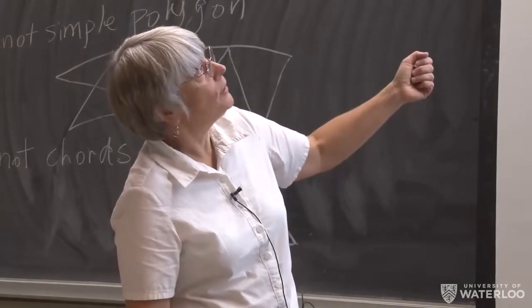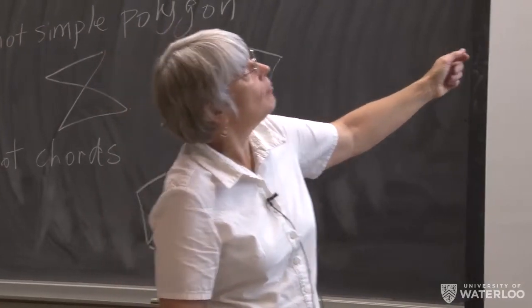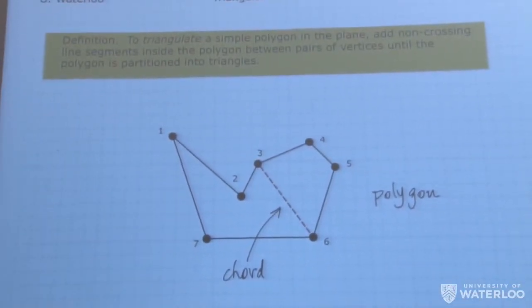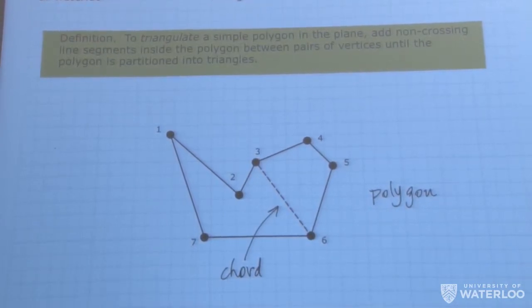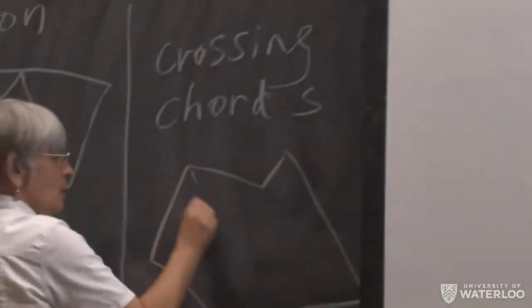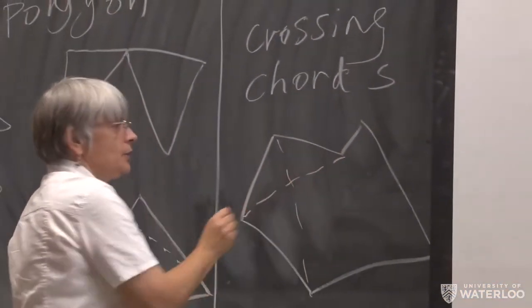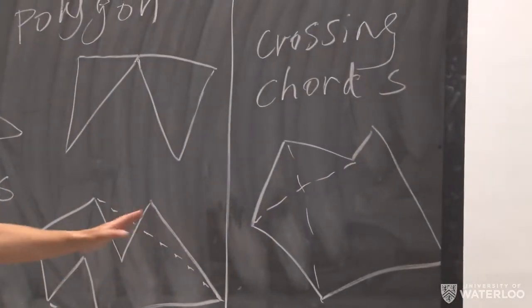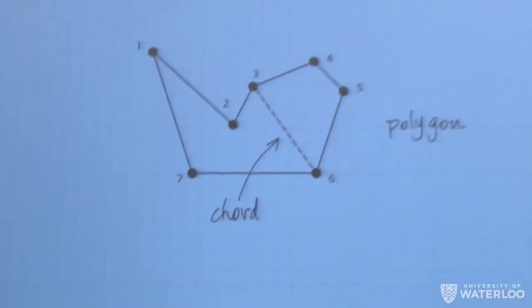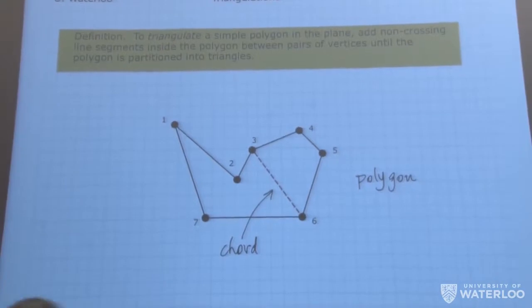Now, what else is this definition saying? We want to add non-crossing chords. So what would crossing chords be? Just when they cross each other is what I mean. So here's an even simpler polygon. This chord and this chord cross each other. So I don't want that. I'm going to add a set of non-crossing chords until we partition the polygon into triangles, is what the definition says.